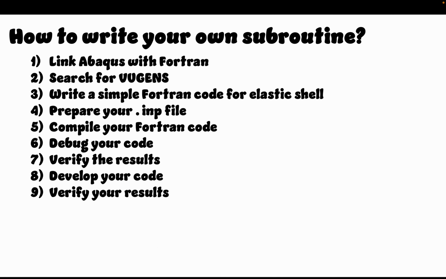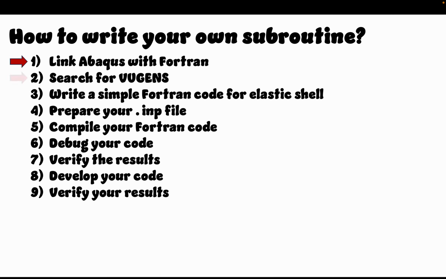Again, you need to make sure that your Abaqus is working well with your Fortran compiler, and you need to know all the input variables in VUGENS, I mean the physical meaning of these variables. Then you need to write a very simple code for elastic shell, for linearly elastic material, and extract the .inp file from Abaqus. You generate it by Abaqus, and then compile your Fortran code with this .inp file. It can be just for one element. You just need to make sure that your Fortran code is working well.